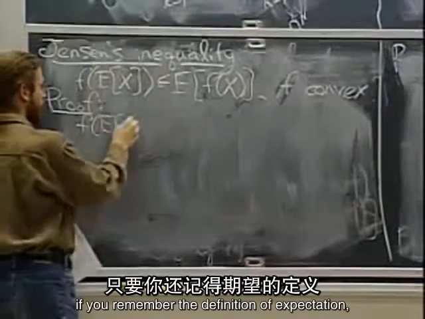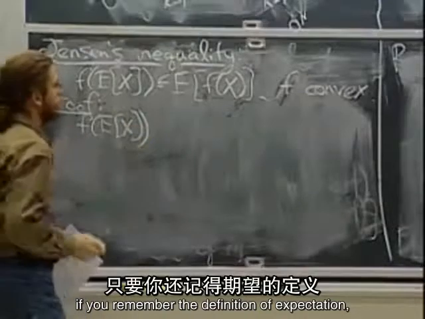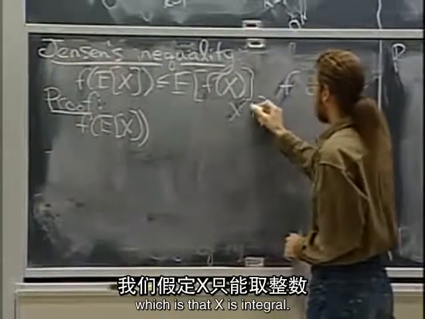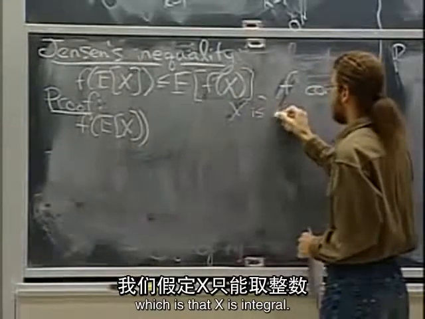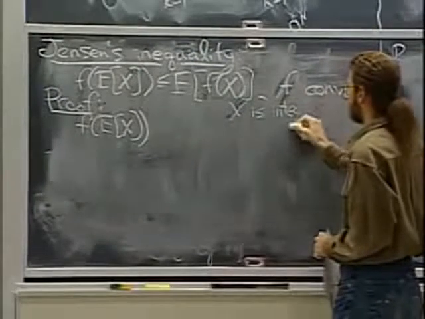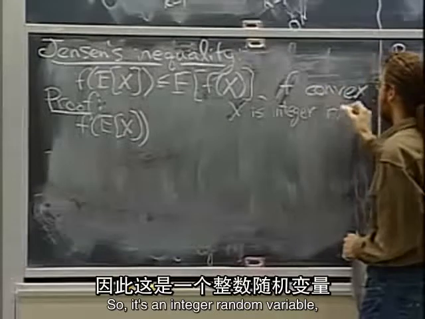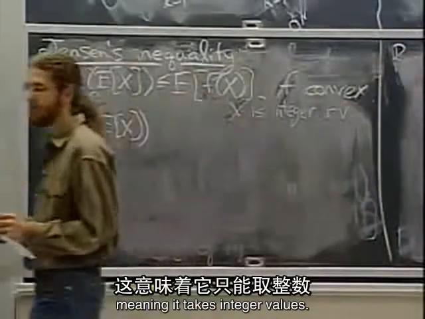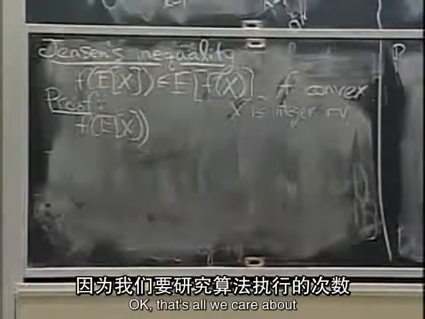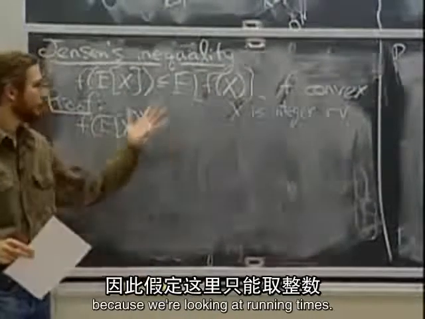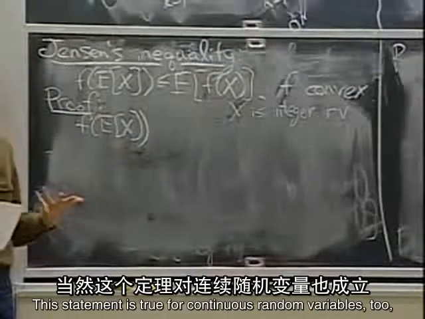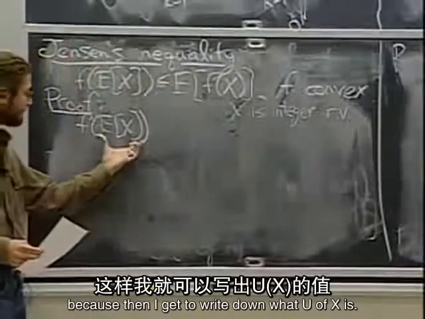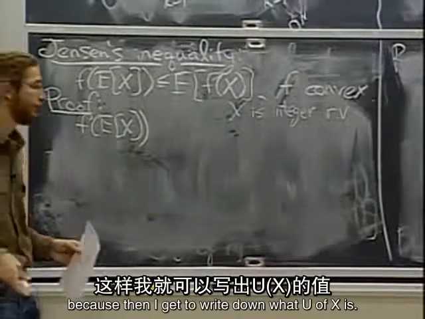If you remember the definition of expectation. Oh, I want to make one more assumption here, which is that x is integral. So it's an integer random variable, meaning it takes integer values. That's all we care about because we're looking at running times. This statement is true for continuous random variables too, but I would like to do the discrete case, because then I can write down what E of x is.